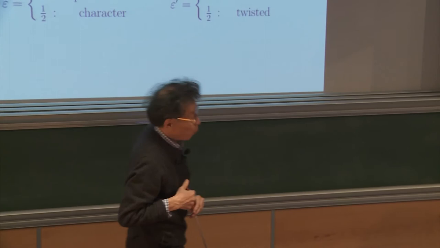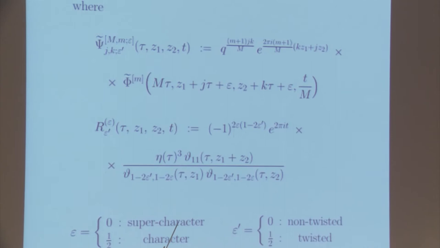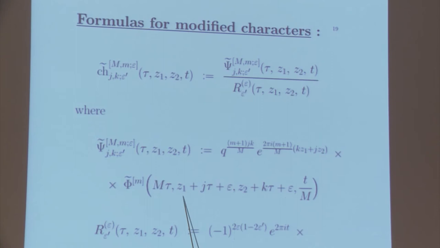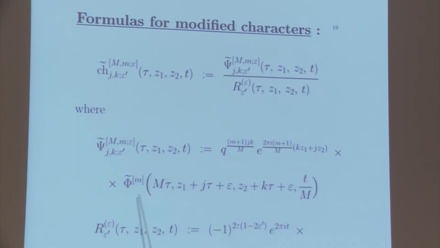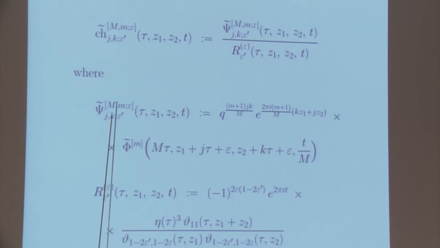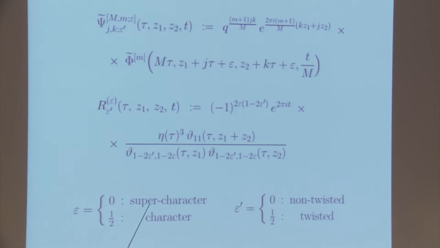And then, it is not a modular function, so we consider the modification of the numerator of supercharacters. This was the honest numerator. So we replace it with phi tilde, a modular function, and put some suitable factors, and we consider epsilon, epsilon prime. So epsilon, epsilon prime is 0 or 1 half. 0 is super character or character, and don't twist it.